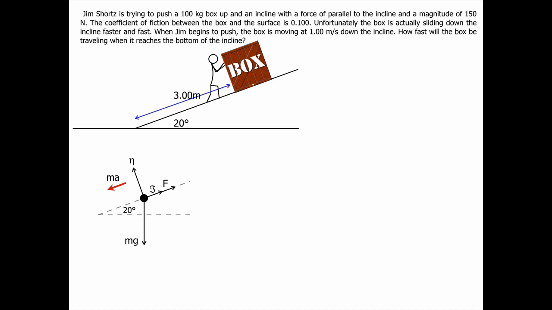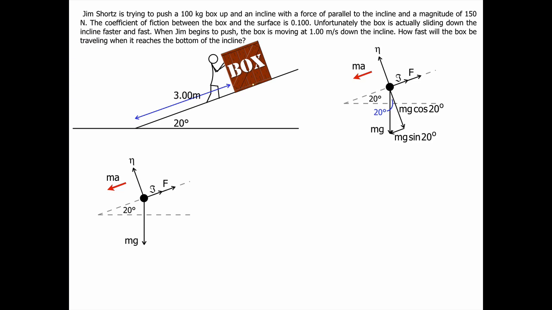The second one you need to draw has to have the components. So for the second one, normal force and friction and net force and Jim's force, they're all perpendicular to each other. But the one that's not is the weight, mg. So I'll need to break that up into components using trig. So I'll make that mg the hypotenuse. I'll have mg cosine 20, and that's going to be perpendicular to the incline. And then you need to draw mg sine 20 parallel to the incline.